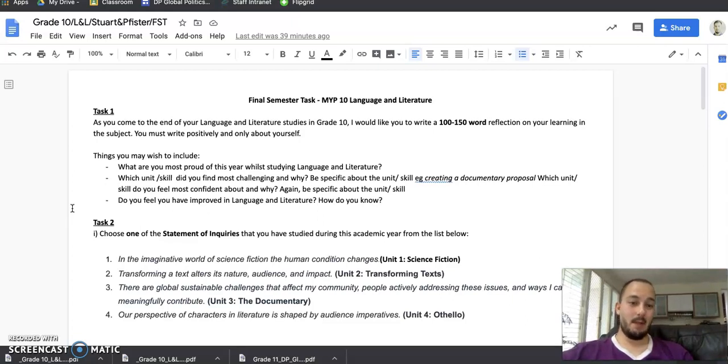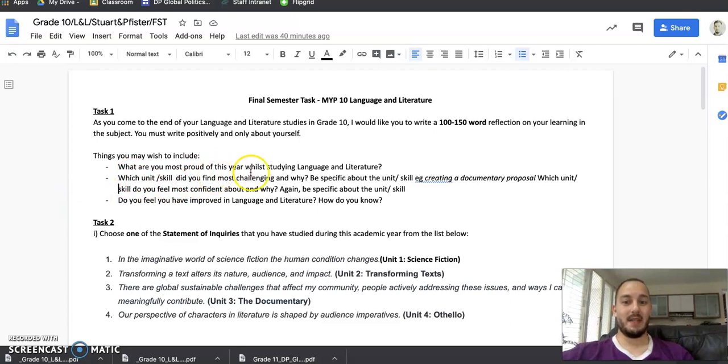So this is what we're doing this week. It's a formative assessment. It's your final semester task. It's very, very easy. So the first thing you need to do as you come to the end of your language and literature studies, you need to write a 150 word reflection on your learning in this subject. Write positively, write only about yourself. What are you most proud of this year while studying language and literature?